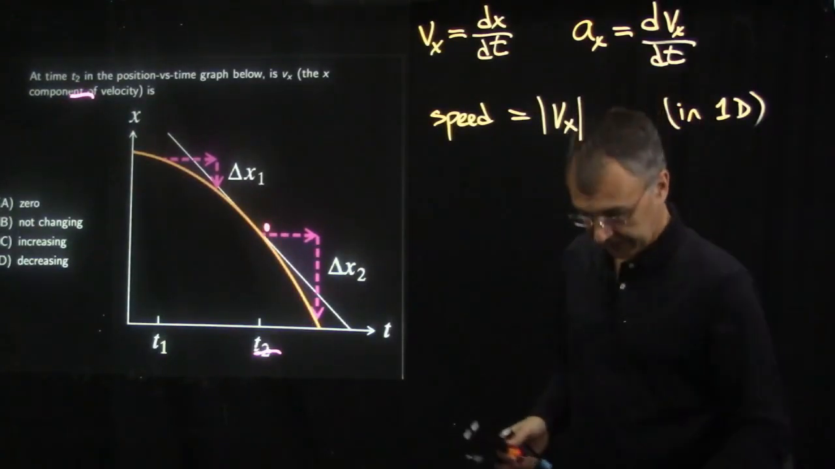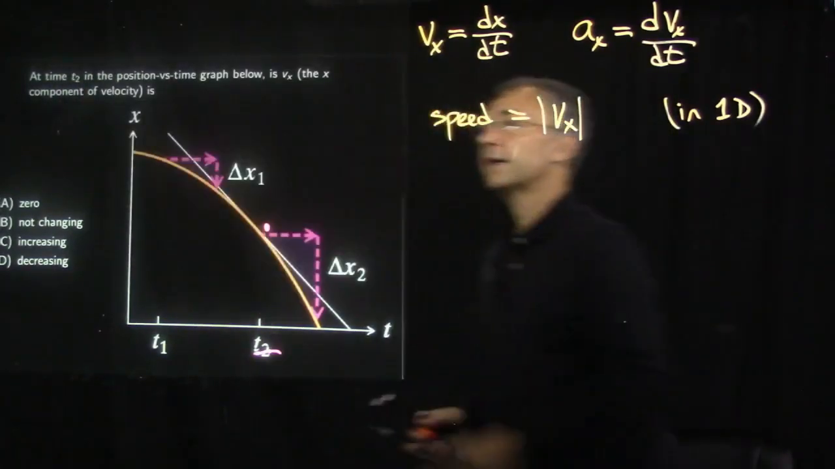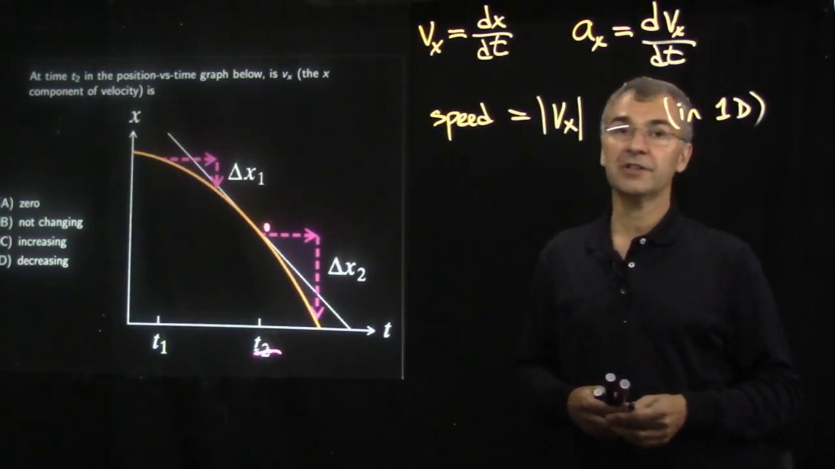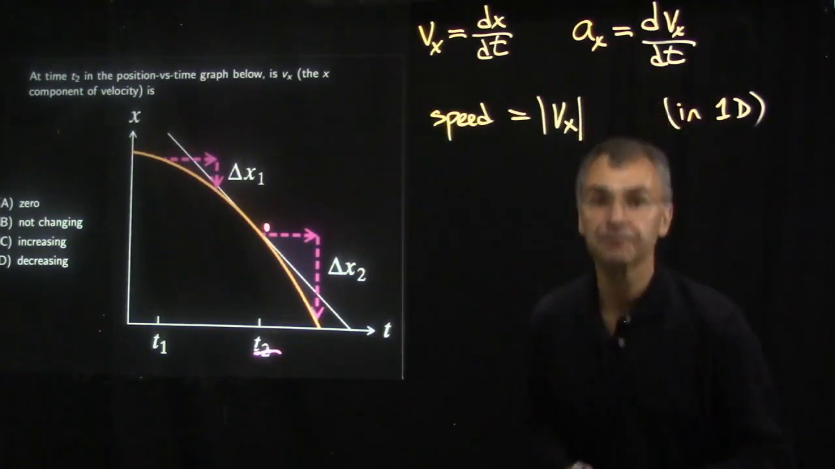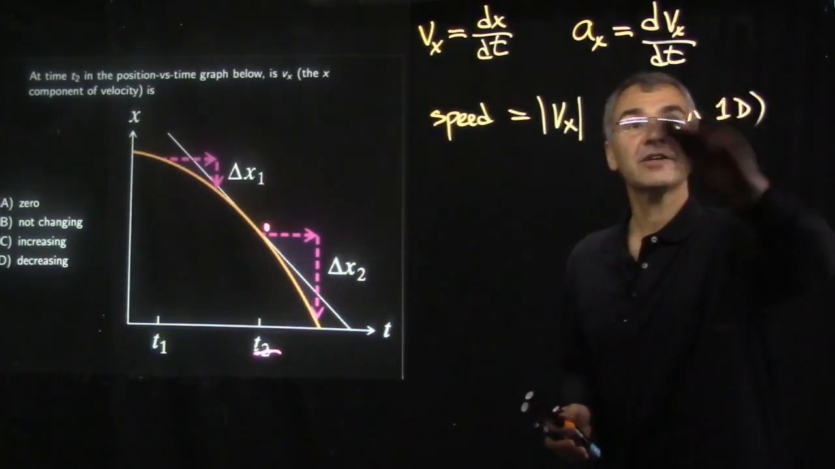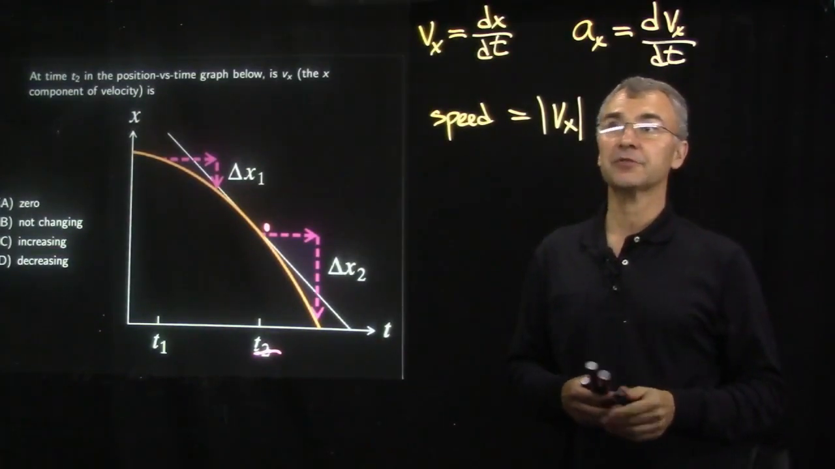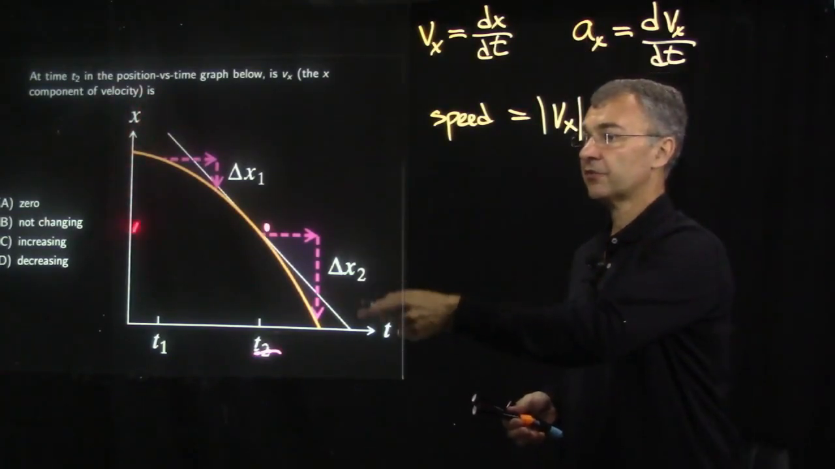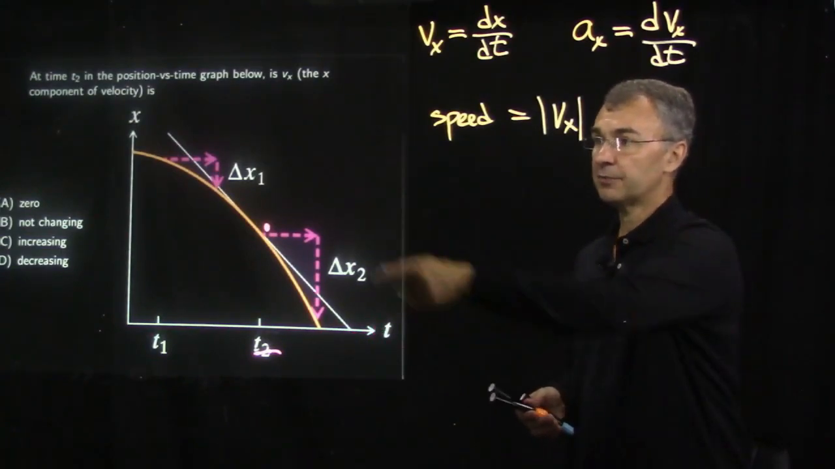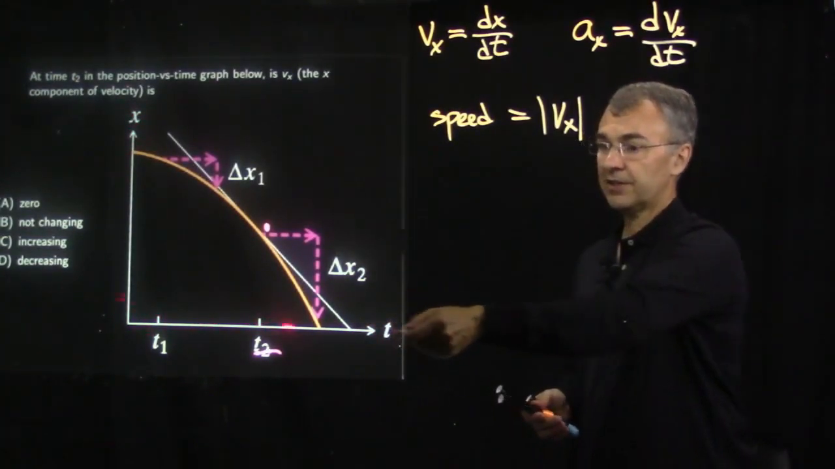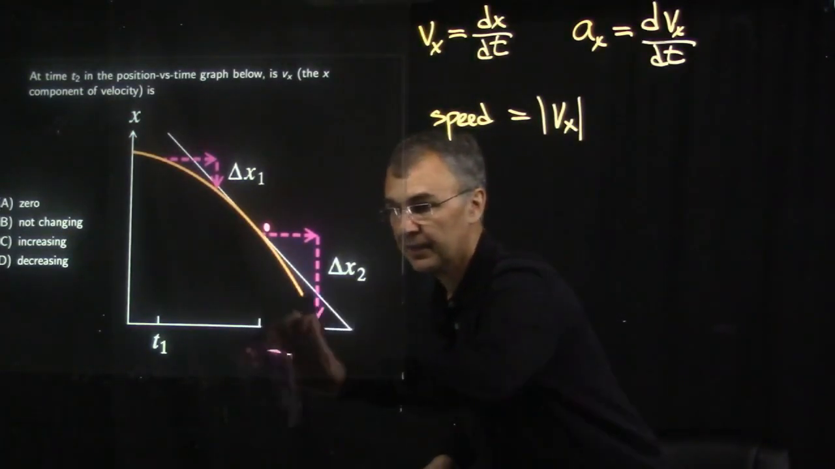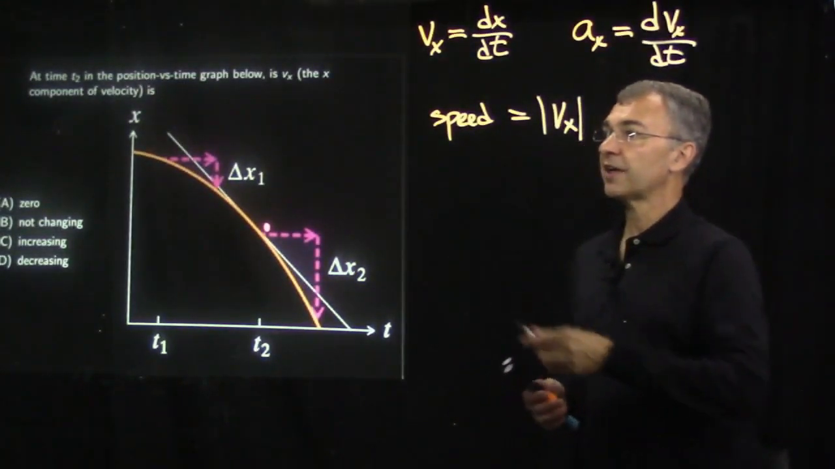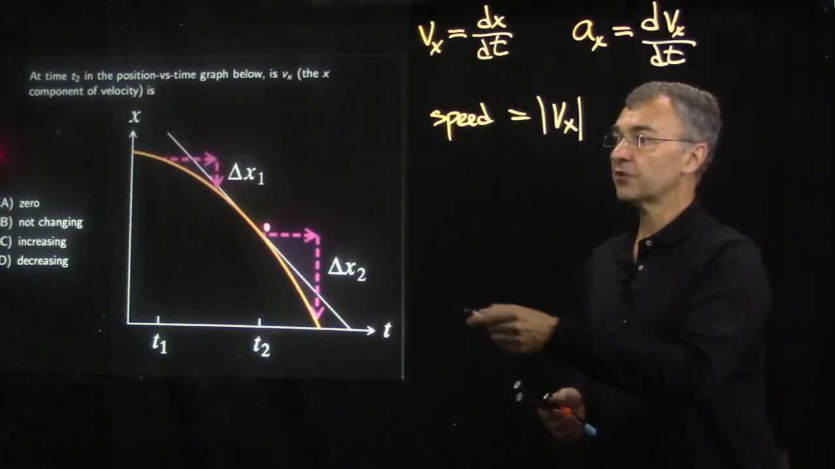Okay, at the same time, t2, is the x component of velocity 0? Is it not changing? Is it increasing? Is it decreasing? Well, the x component of velocity is just the slope of this x versus t curve. So we have x plotted as a function of time t, position x on the vertical axis, time t on the horizontal axis. And at this time t2, this question is really saying, is dx by dt 0?